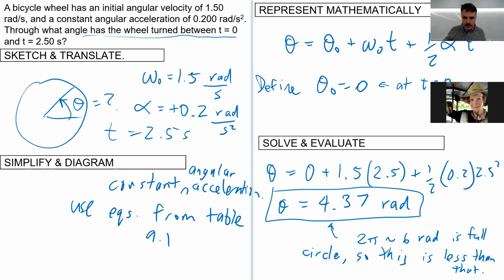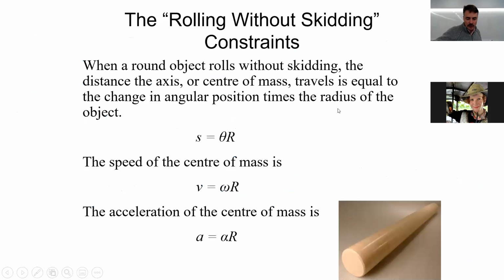Then I'll just quickly mention, before we go on to rotational inertia, which is the last thing for today, that this all relates back to something we've already done, which is rolling without skidding, or I was calling it rolling without slipping constraints. When you have a round object on some surface and it's rolling along, like I'm rolling this on my table here, then the distance that the axis, or the center of mass, travels is equal to the change in angular position times the radius of the wheel.